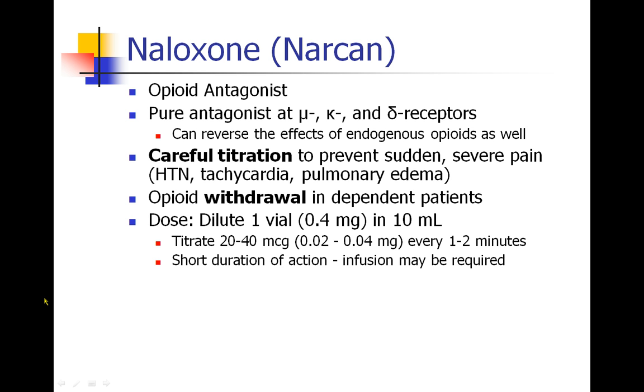Now, we've alluded to naloxone or Narcan a few times, and now let's talk about it for a moment. Narcan is an opioid antagonist. It's a pure antagonist at the mu and the kappa and the delta receptors. It can reverse even endogenous opioids acting at those sites, so it completely blocks those receptors.